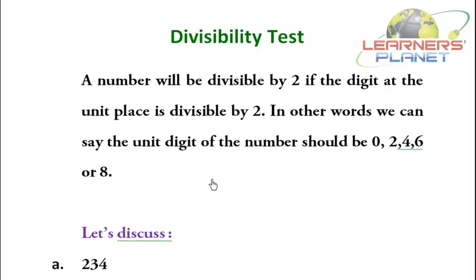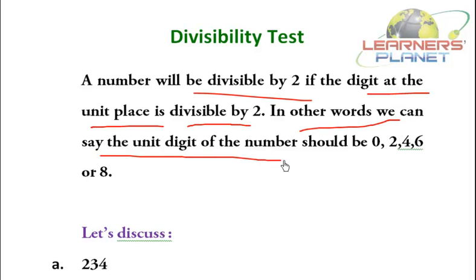Now, in the very first case, we see the divisibility test of 2. A number is divisible by 2 if the digit at the units place is divisible by 2. In other words, we can say the unit digit of the number should be 0, 2, 4, 6 or 8. That means if a number has 0, 2, 4, 6 or 8 at the units place, it will be divisible by 2. Let's take some examples.